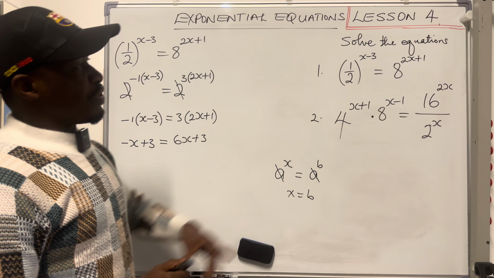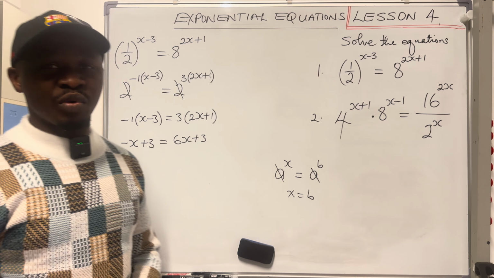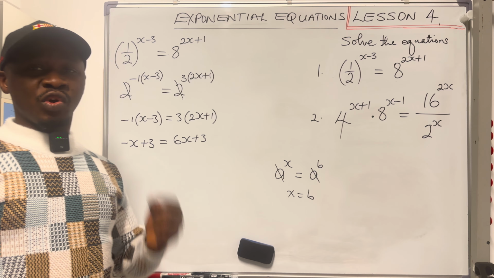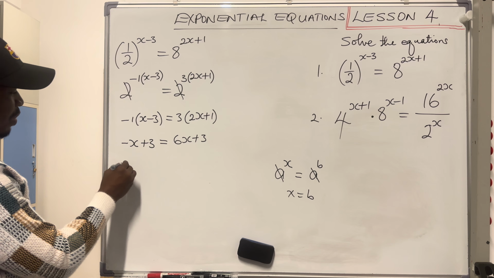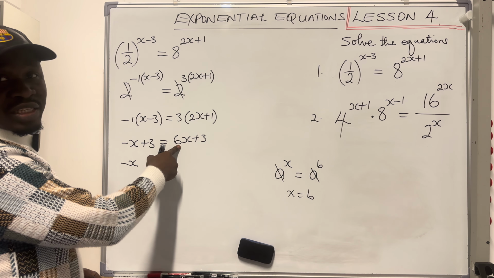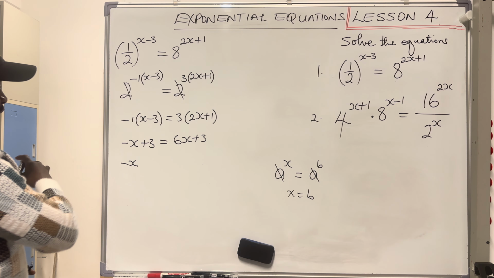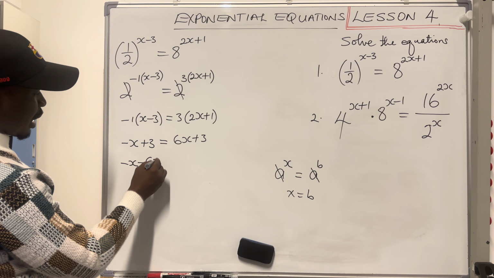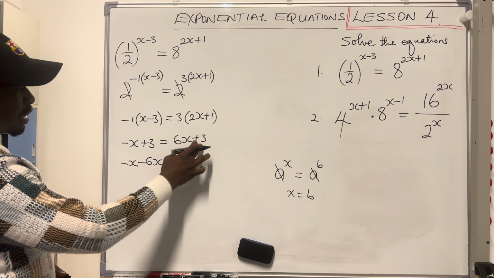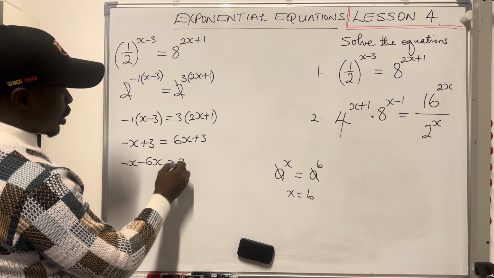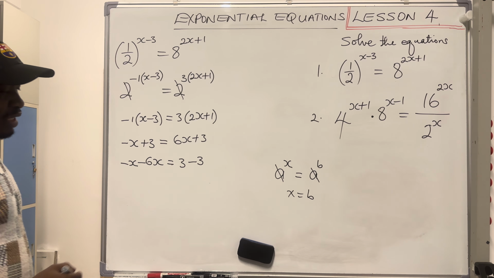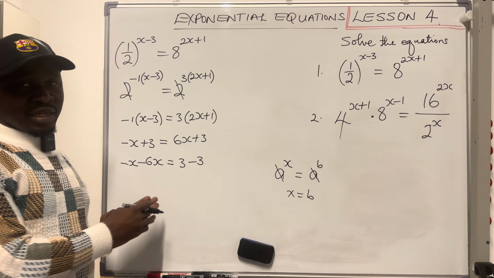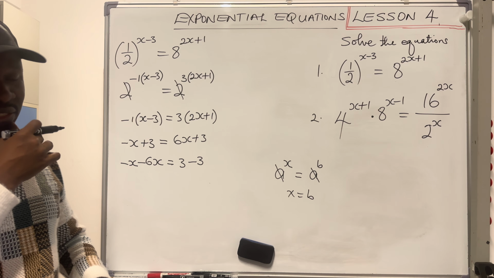We are solving an equation. Solving an equation means find the value of the unknown. So the unknown is x. So this is minus x. Here is another term in x. We move it here: minus 6x equal to, here is 3. We move this 3 to the other side, minus 3. Those with x on one side, those without x on the other side.